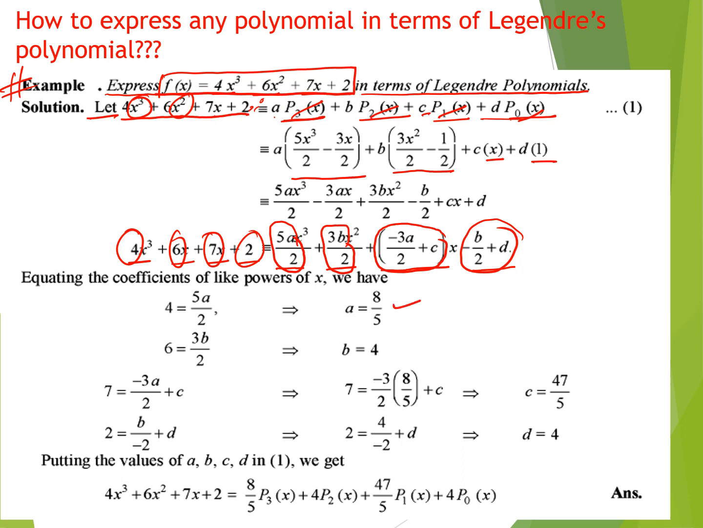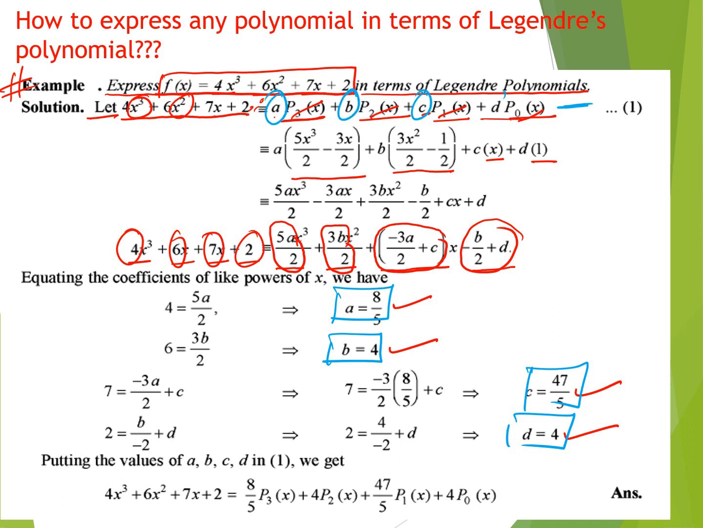The value of a is 8/5, the value of b is 4, the value of c is 47/5, and the value of d is 4. Now we substitute the values which we have calculated, that is the values of a, b, c and d, in our assumed solution, that is in equation 1.